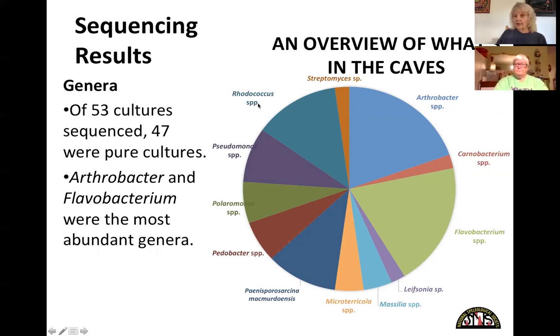Rhodococcus was actually investigated by Chris Cornelison, and he did both lab and out in the field in a private cave, looked at the ability of Rhodococcus to kill white nose syndrome in these different situations, and it was very effective at doing that. So these bacteria represent both the native cave bacterial populations, and also some of them are of interest for other reasons.